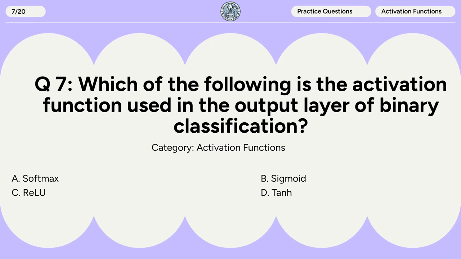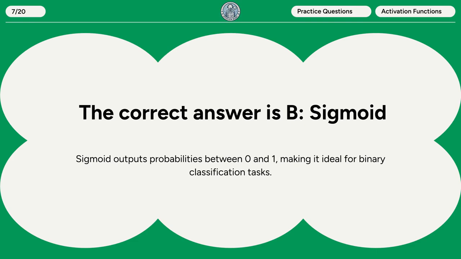Question 7. Which of the following is the activation function used in the output layer of binary classification? A. Softmax. B. Sigmoid. C. ReLU. D. TANH. The correct answer is B. Sigmoid. Sigmoid outputs probabilities between 0 and 1, making it ideal for binary classification tasks.